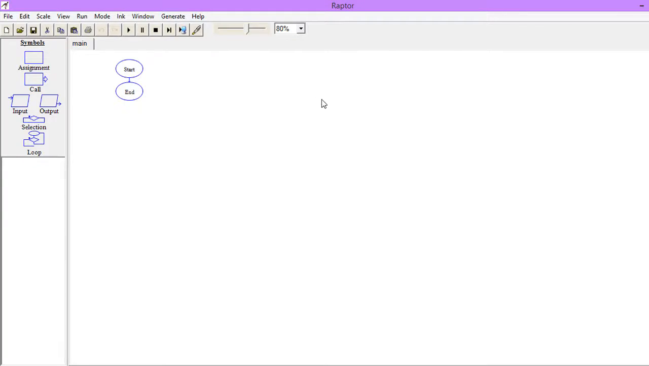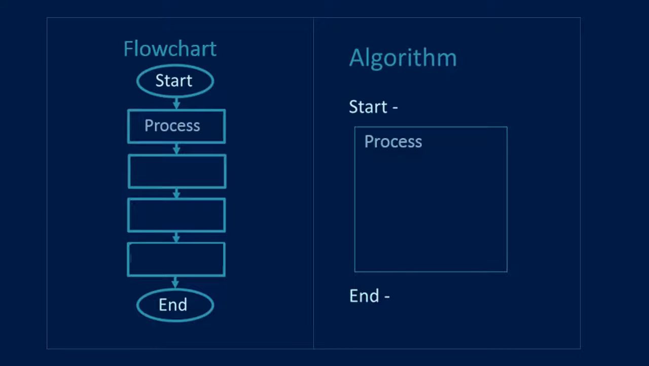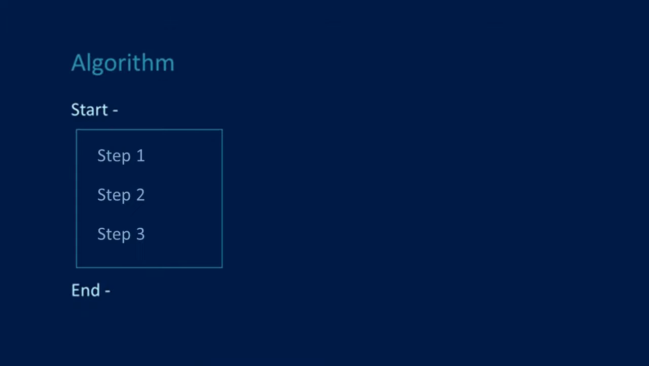We will work with the program Raptor. This program is very easy to use and will help us to build flowcharts in a very simple way. To understand what a flowchart is, first I have to explain what an algorithm is. An algorithm is a set of instructions that has an order and allows to solve a problem.